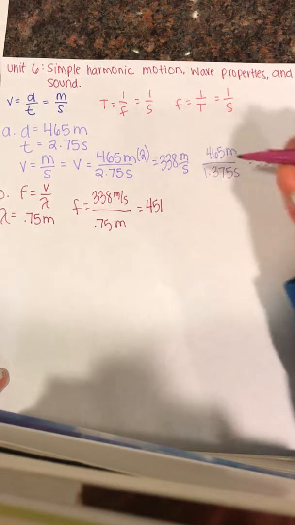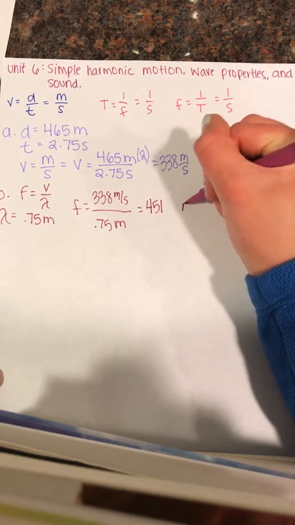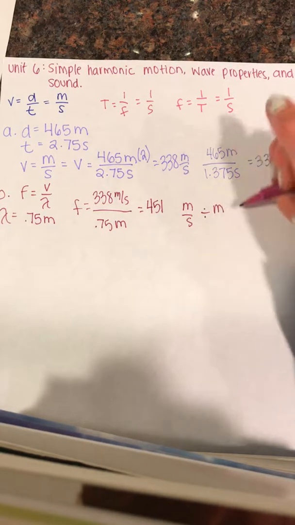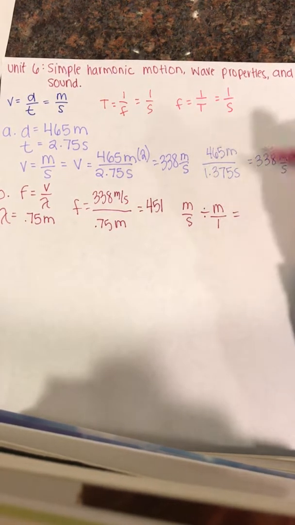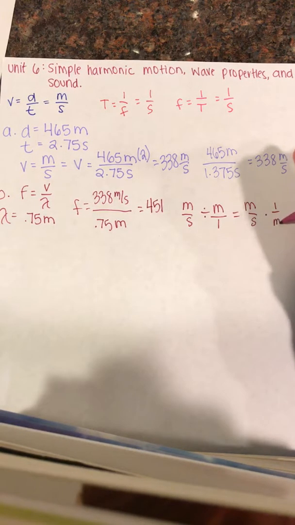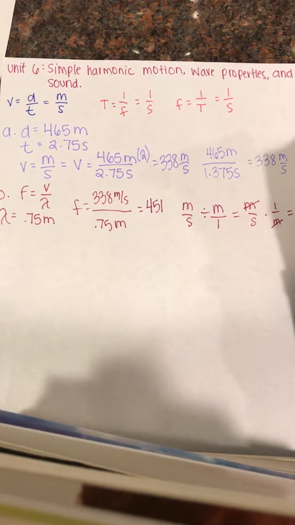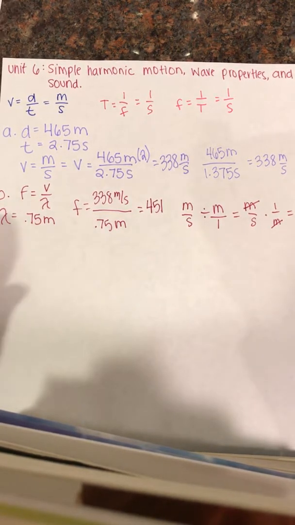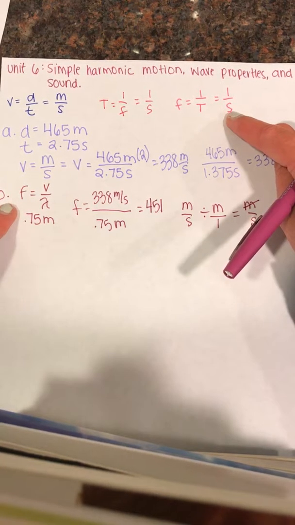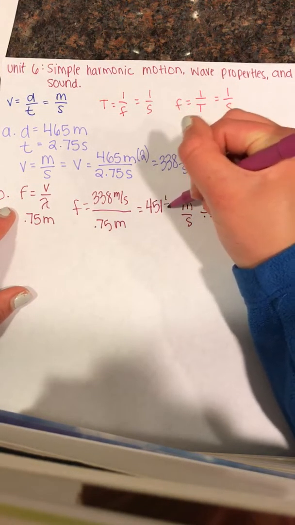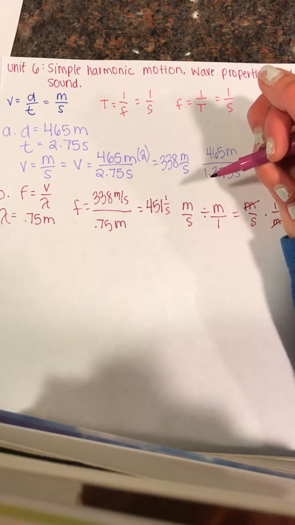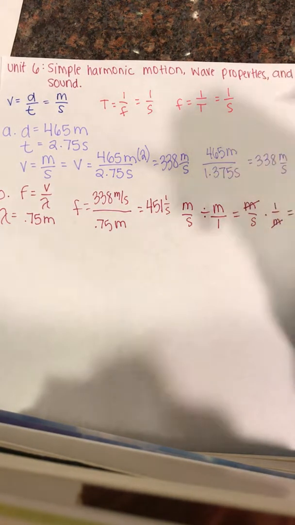And when we solve this, we get about 451. And to figure out our units, we have meters over seconds divided by meters over 1, which is also written as meters per second times 1 over meters. The meters cancel out and you're left with 1 over s. That is the same as this, which is 1 over seconds, so we know that that's correct and that our frequency is 451 1 over seconds.